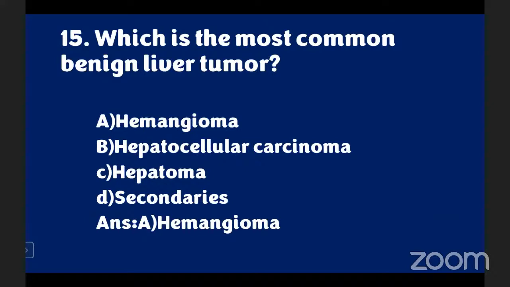Next one is which is the most common benign liver tumor? Option A, hemangioma. Option B, hepatocellular carcinoma. Option C, hepatoma. Option D, secondaries. The answer is option A, hemangioma, which is the most common benign liver tumor.